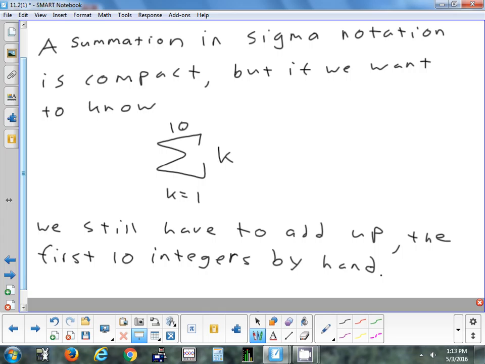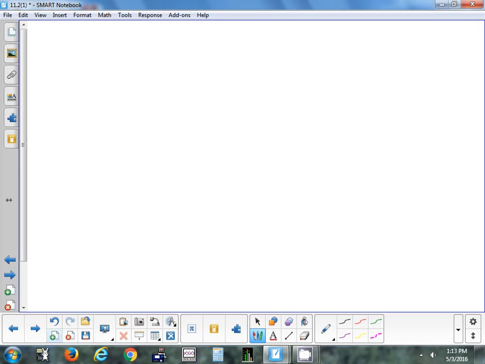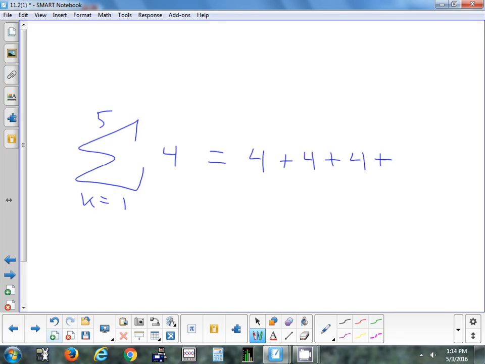So I'm going to show you a couple shortcuts that can speed this up, at least in certain cases. We're going to first look at something even a little simpler than that. I want you to look at something like this. I want to add up from k equals 1 to 5, and the formula for my sequence is 4. When I plug in k equals 1 to my sequence, what's my first term? 4. When I plug in k equals 2, what's my second term? And when I plug in k equals 3? And how about when k equals 4 and 5? 4. It's 4.